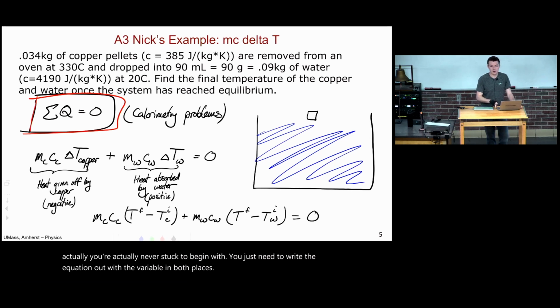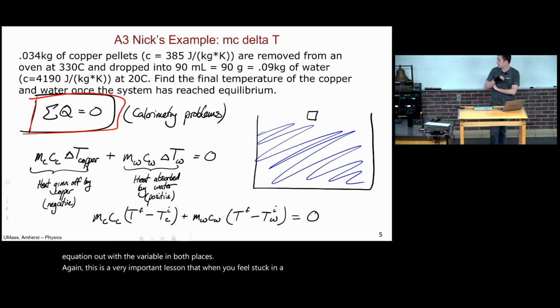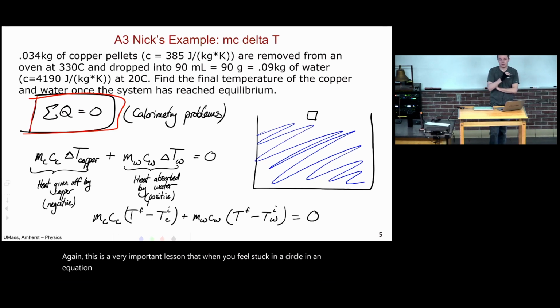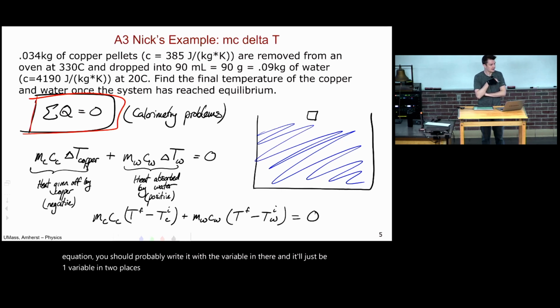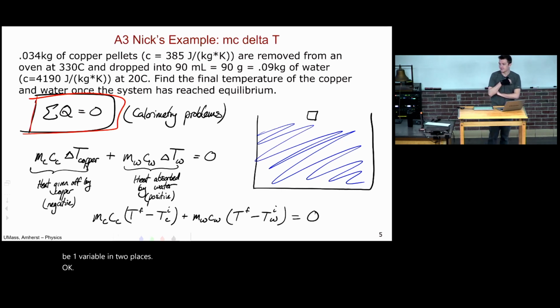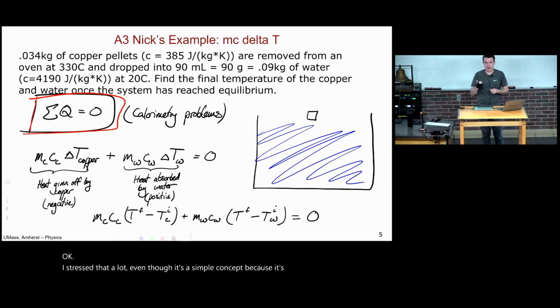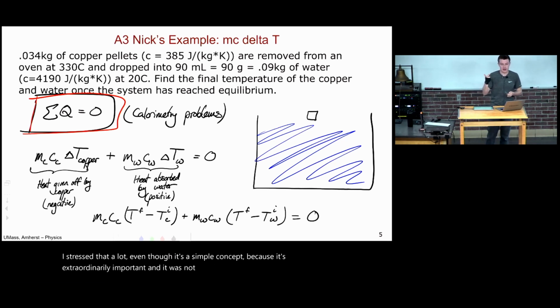Okay, again, this is a very important lesson that when you feel stuck in a circle in an equation, you should probably write it with the variable in there, and it'll just be one variable in two places. Okay? I stress that a lot, even though it's a simple concept, because it's extraordinarily important, and it was not simple for me to figure out. I figured this out after I nearly bombed a general relativity test, because I did not know how this worked.